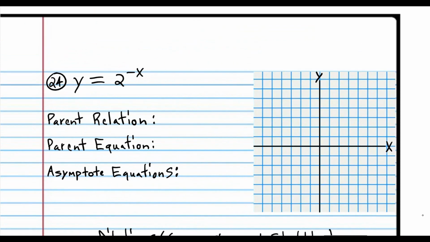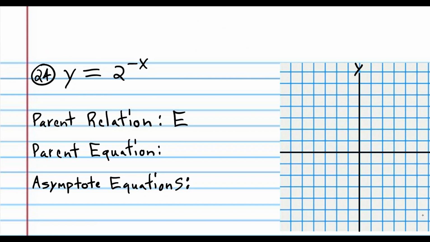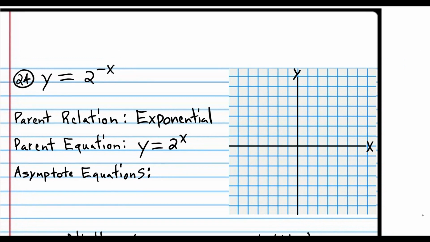All right, we're back. The parent relation that we're going to use is the exponential relation because we have a variable in the exponent. And the parent equation is y is equal to 2 to the x. And so the parent graph, remember (0, 1) is always on the graph, and using this parent equation, if you plug in 1 you get 2, if you plug in 2 you get 4, and we can just connect those dots.